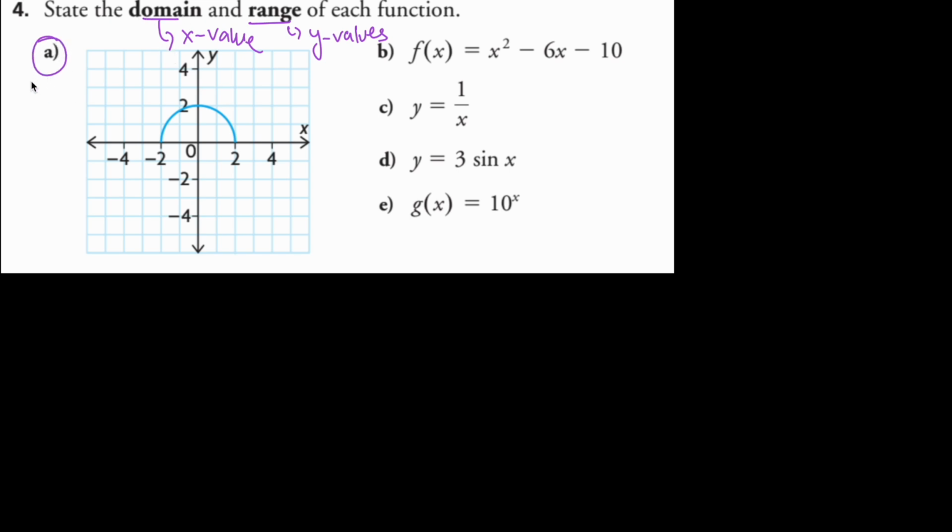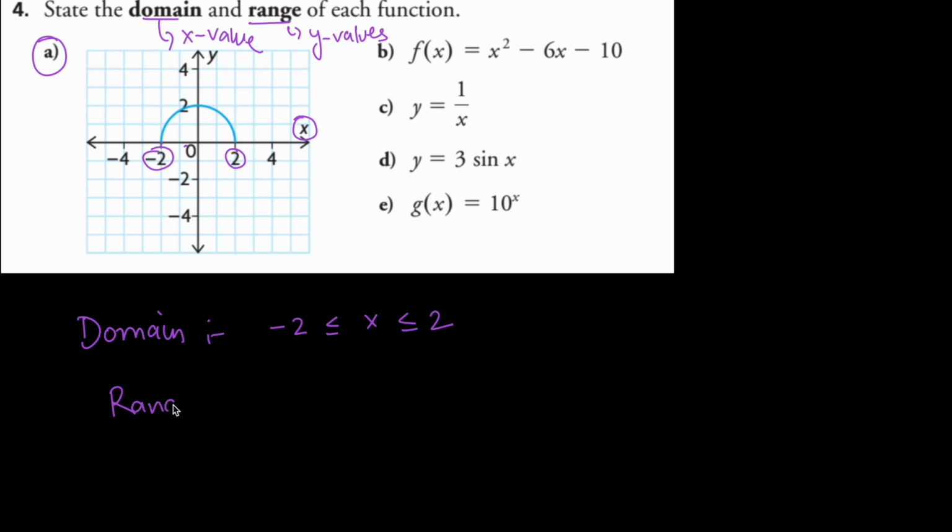For example, part A has given us a semicircle on a graphical representation. If I want to mention the domain of this function, what am I going to look at? I'm going to look at the x values here. This is my x-axis. On the x-axis, the x values that this semicircle is covering are from +2 to -2. That means x is -2 or greater than -2, and +2 or less than +2. So domain is all the x values that lie between -2 and +2.